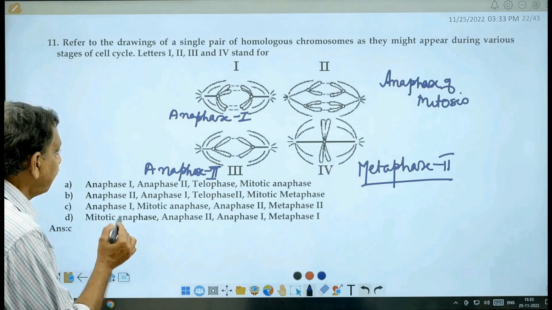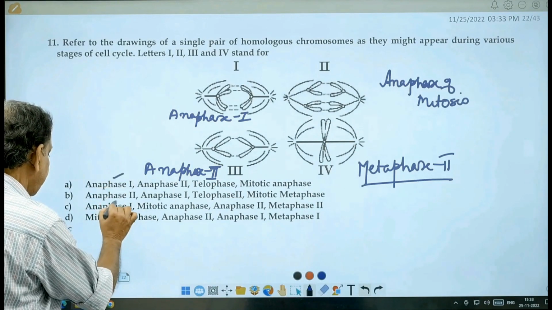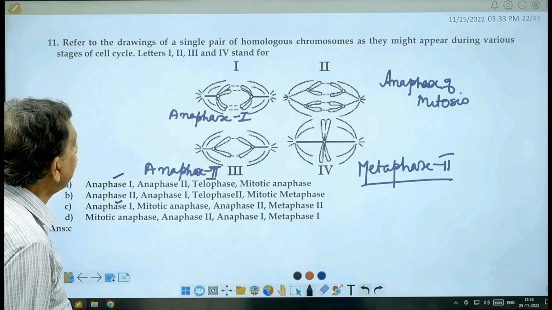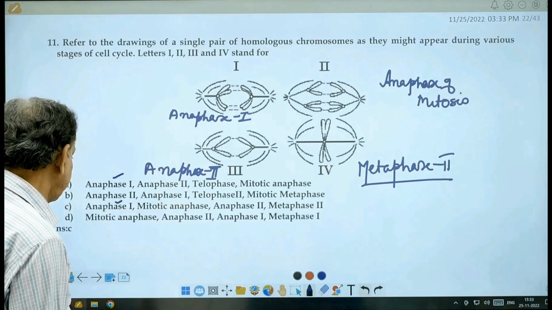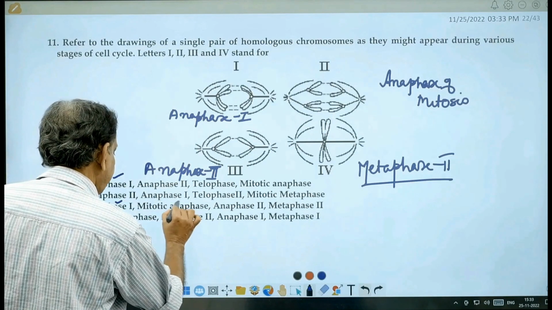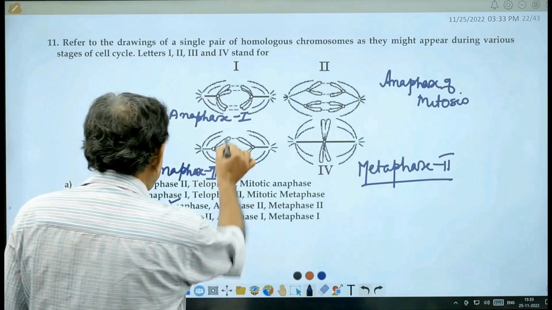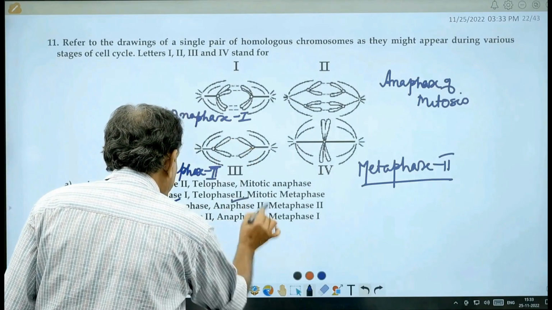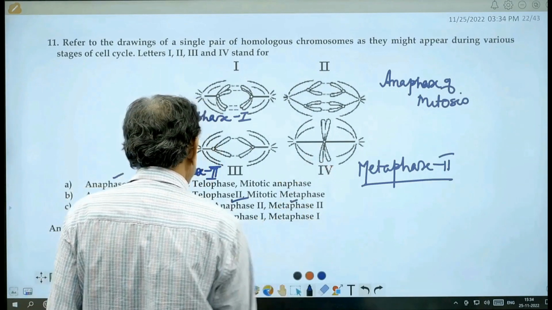One is anaphase 1. Second case, simple mitotic anaphase. Third is anaphase 2. Fourth is typical metaphase 2.